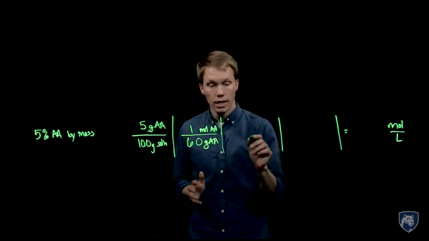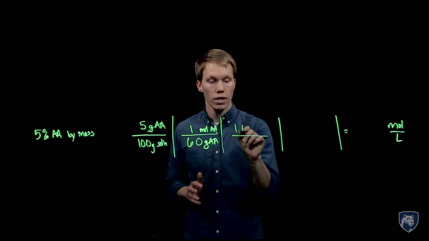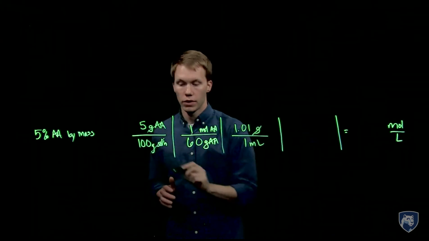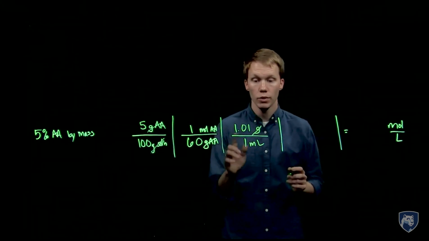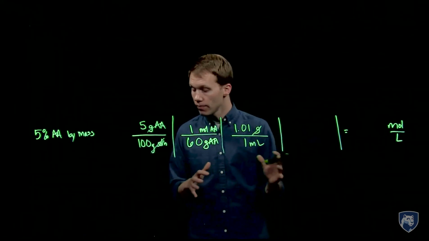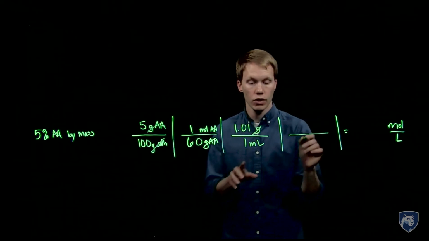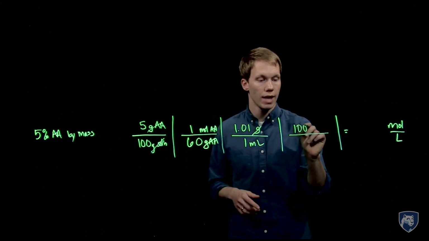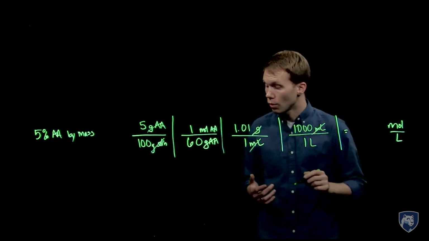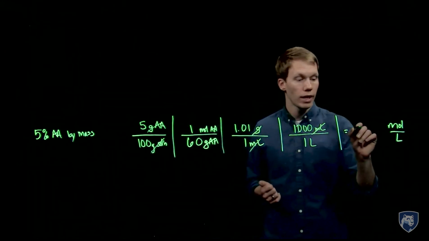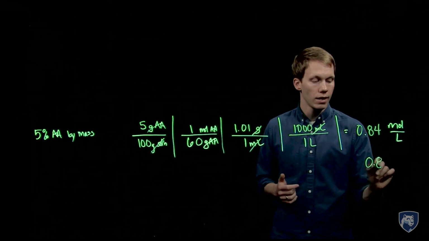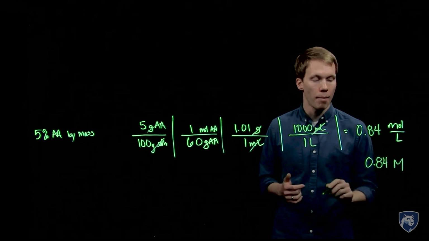Then with the density, I have 1.01 grams per milliliter of solution. So 1 mL of solution would weigh 1.01 grams. That's how we go from grams to volume. And then we need our conversion from mL to liters, which is 1,000 milliliters in 1 liter. So this works out to give you a molarity of 0.84 molar. Again, we can write the units of molarity as capital M.